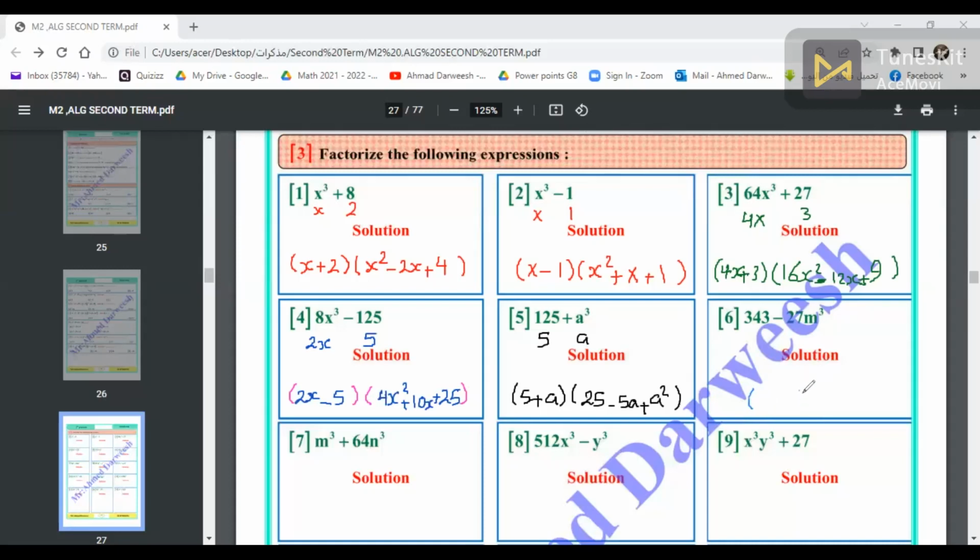Again, 343. It's 7. What about this one? It's 3m. Now we write 7 and 3m. 7 squared is 49. And here, 9m squared. Multiply them, it gives 21m. Then that's negative, so that's the same, the opposite, and always positive.